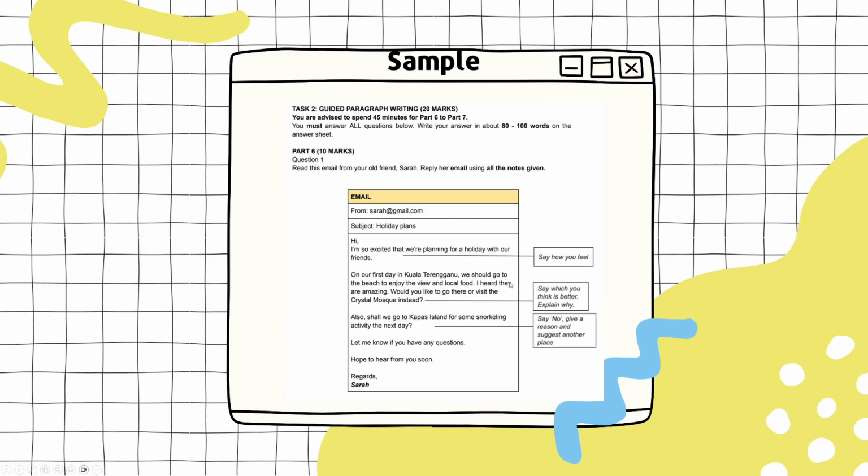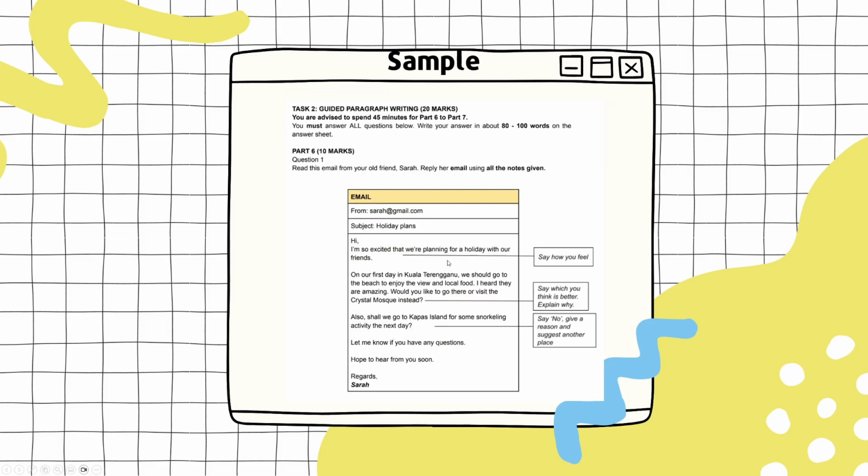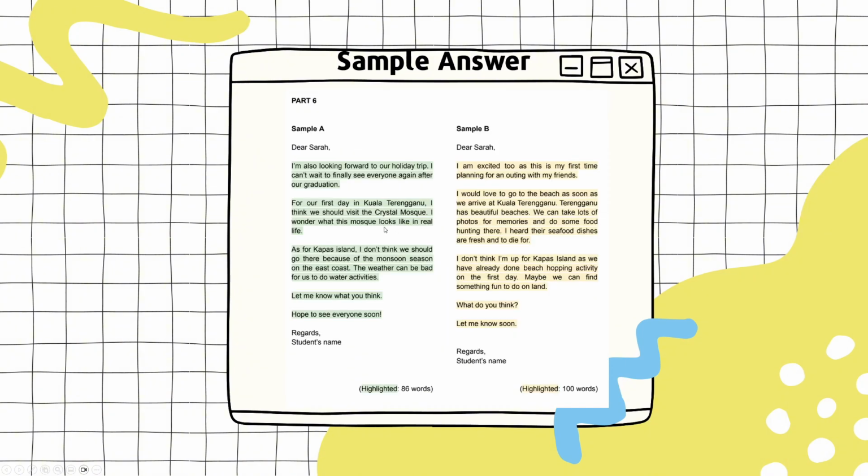And then the second one, you reply to her asking whether you should go to Kuala Terengganu or the Crystal Mosque. Example A says that you should go to the Crystal Mosque. Why do you say so? And then example B said you should go to Kuala Terengganu first. So you can do either way. You decide on your own which one, but you must fulfill which is better. Explain why. You say the Crystal Mosque is better. Why? Or you say go to Kuala Terengganu first is better. Why? You must answer that.